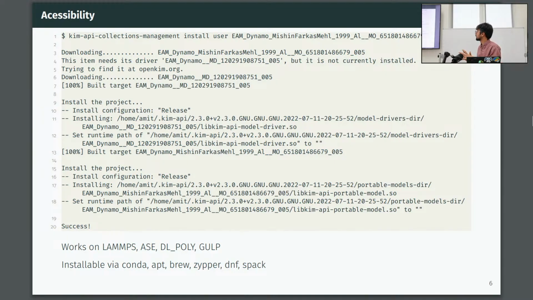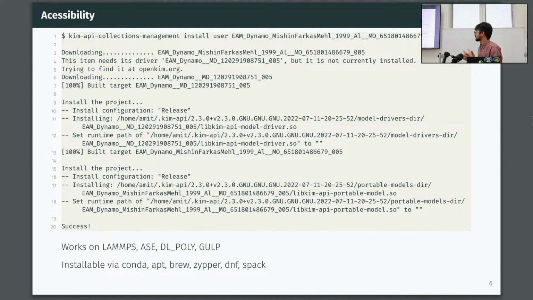And what about accessibility? If there is a model that you like, it's really easy to install. If the KIM API is on your system, you can just run install and give the model name. It will figure out what dependencies you need and what C++ code you need, and it will compile and install everything on your system. And you can work with it out of the box if you use LAMMPS, ASE, DL_POLY, and GULP. If you use some other simulator, it's really not that difficult to extend.